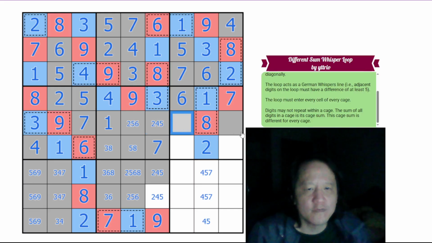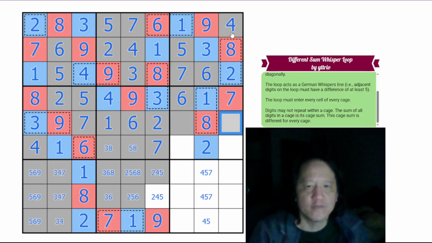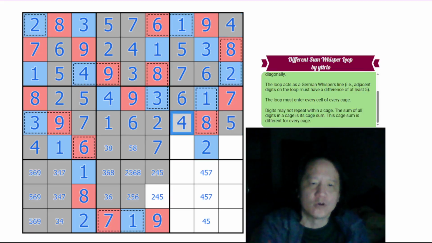Remaining digits in row 5, we have 2, 4, 5, and 6. 2 and 6 cannot be here. Therefore, this has to be 6, and this is 2. This becomes a 4, 5 pair. 4 can't be here because of 4 in the column. So this is 5, that's 4.